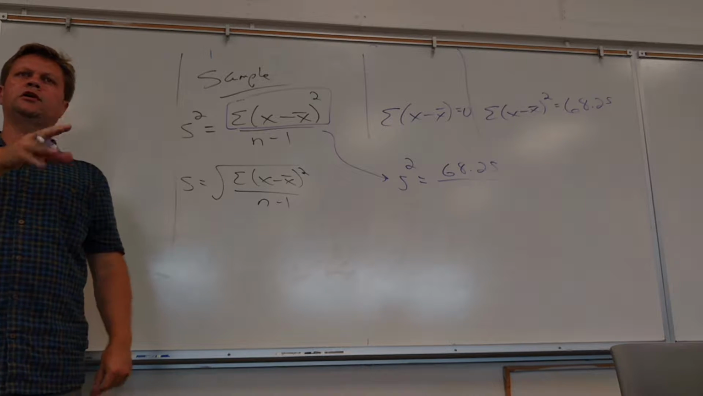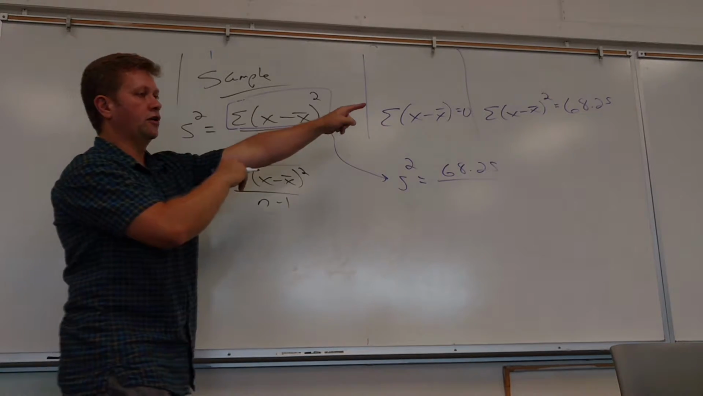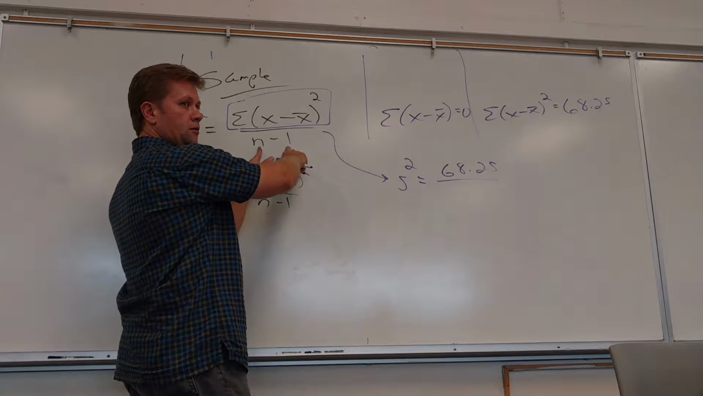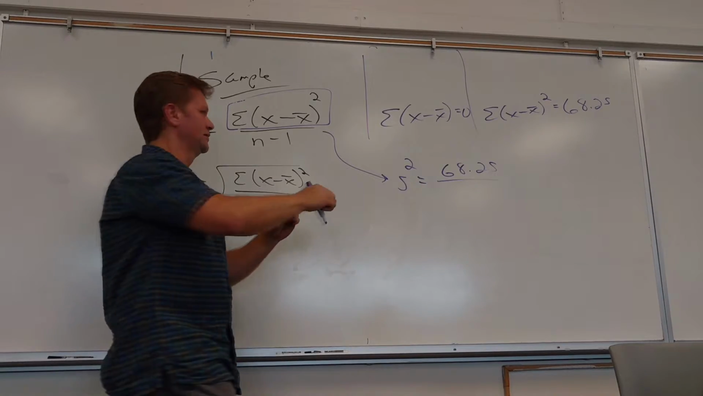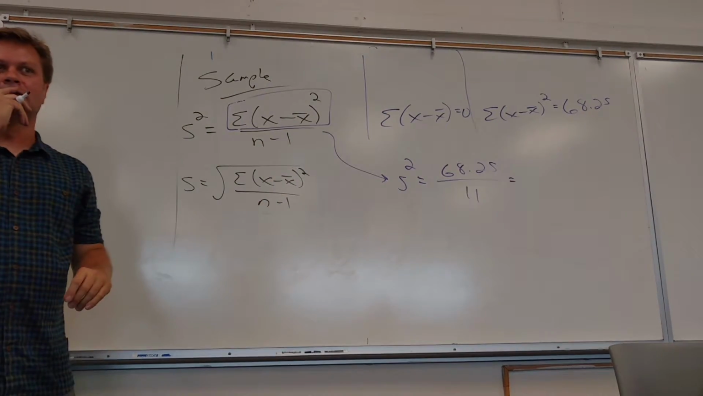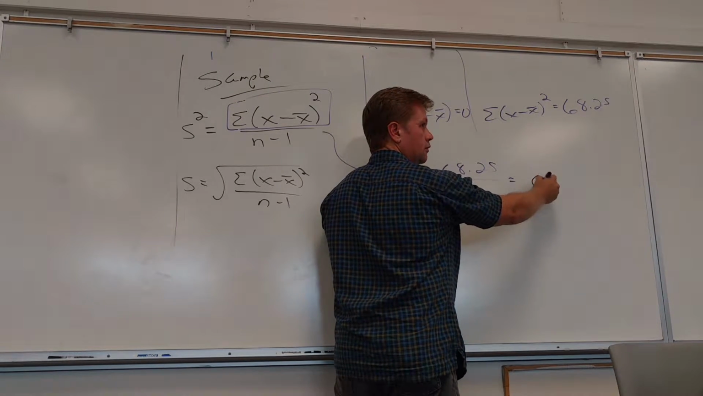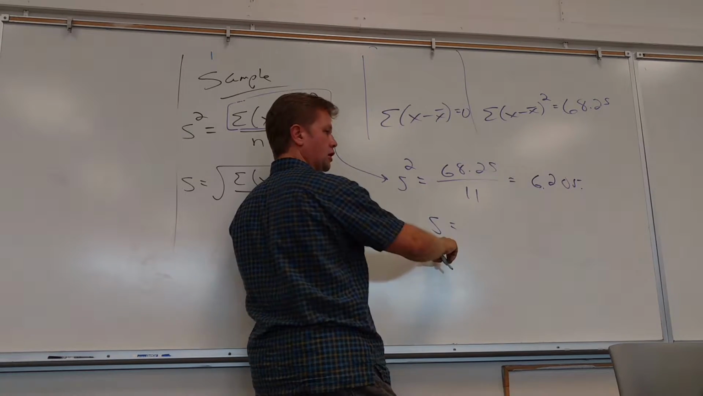That part is the part that you're not used to from algebra, replacing an entire thing with a number. But that's what we figured out. This whole thing is that. And then n minus 1 is... How many people are there? Oh, sorry. 12. 12 minus 1, 11. And then that is... Blah, blah, blah. And then when you take the square root, that's your standard deviation.